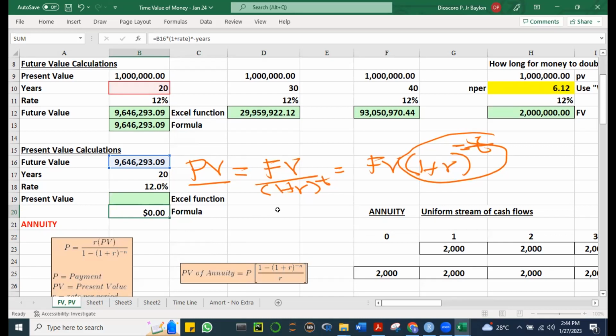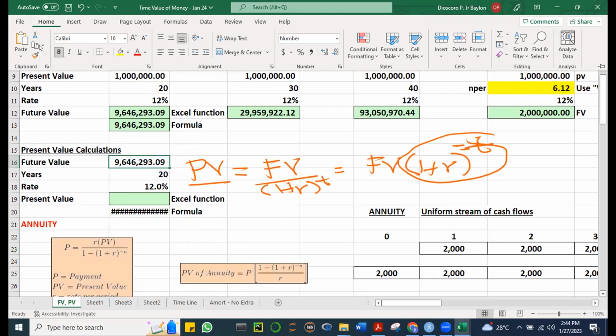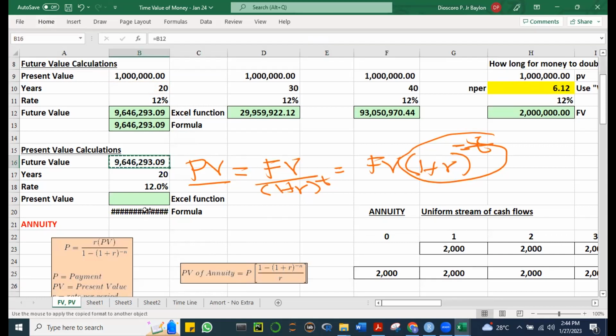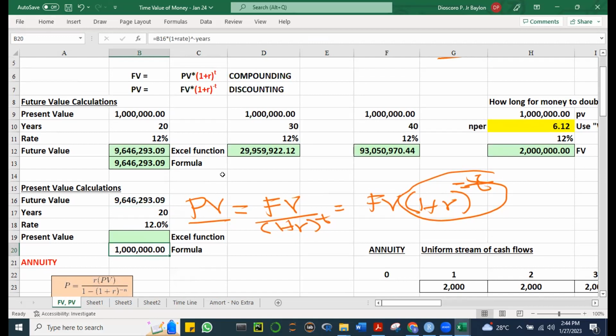So let's try this, I'll enter. Okay, so we expected to get 1 million, because this is just the reverse. So given 9.6 million after 20 years at 12% interest, how much is the money equivalent to now? So that's 1 million.